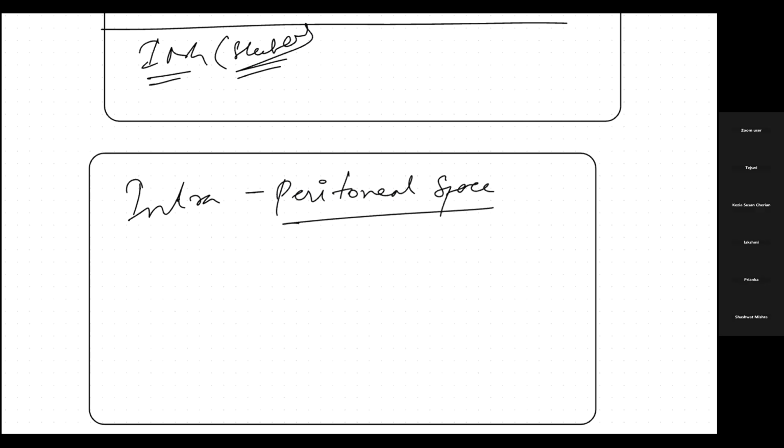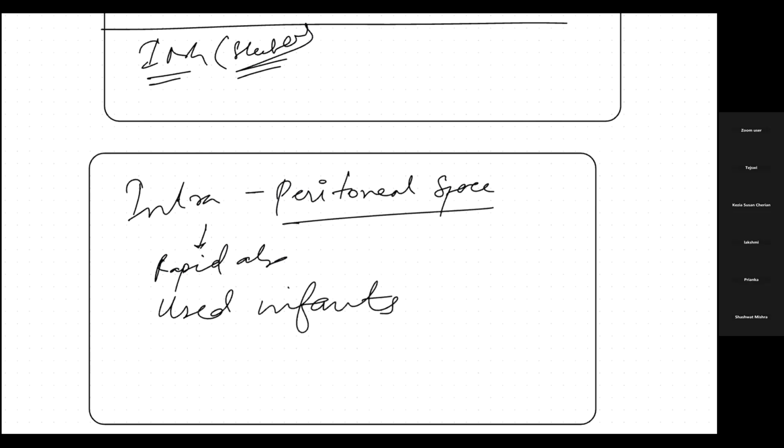Now the another part is intraperitoneal. What is intraperitoneal? Whenever the drug is administered into the peritoneal space, that is intraperitoneal. Now, it has rapid absorption, and it can be used in infants. And for peritoneal dialysis we use it.